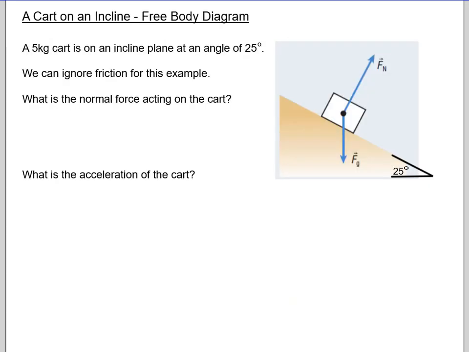Now, something on a ramp. We're not going to do a lot of these problems in grade 11, but we should at least have a little conversation about where some of the values come from. If we have a 5 kilogram cart on an inclined plane at an angle of 25 degrees, we can ignore friction for this example. If we put something on this ramp and let it go, it's going to slide down the ramp. Let's start with: what is the normal force acting on the cart? Well, normal is right there.